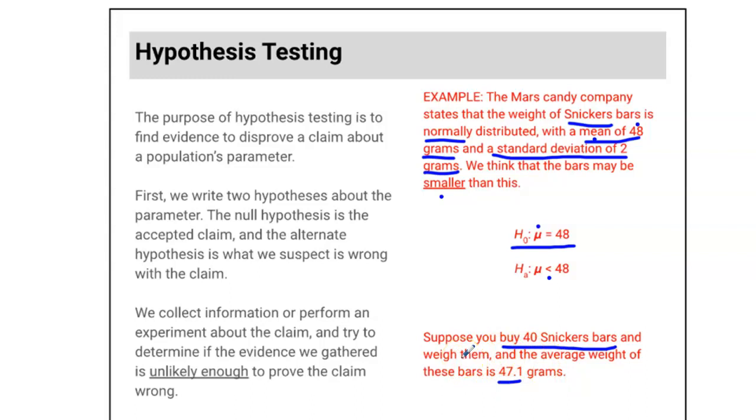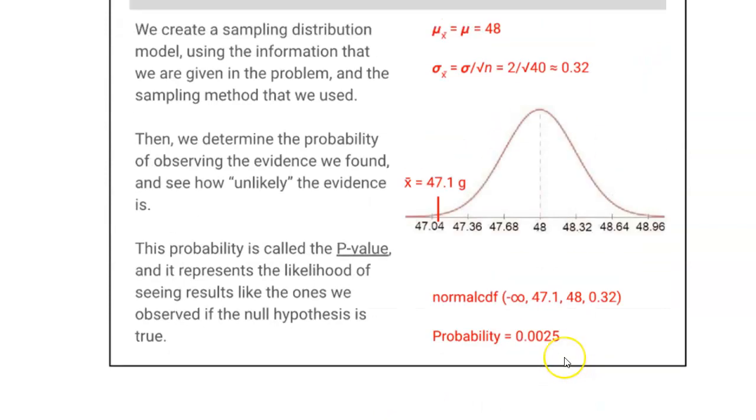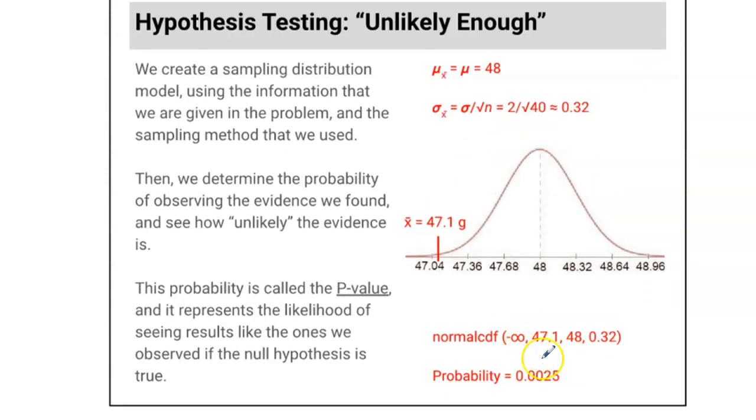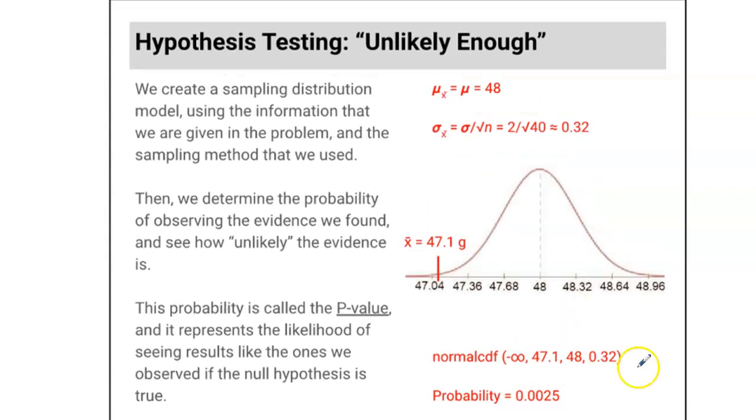I'm going to set up a sampling distribution. I'm going to find where on the sampling distribution 47.1 is going to be. I'm going to find the area under the curve, or the probability of that event occurring. And then I'm going to say, based on that probability, whether I believe the Mars company or I don't. All right. That's the idea of unlikely enough. That's the idea that we talked about at the beginning of this presentation.